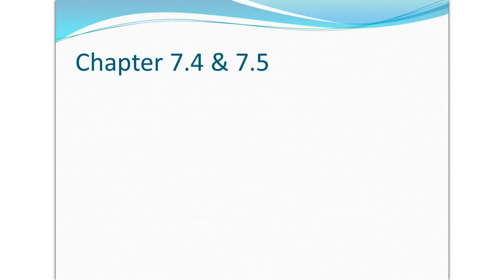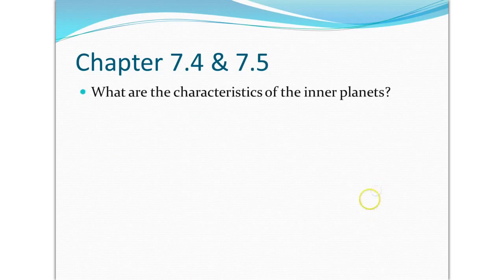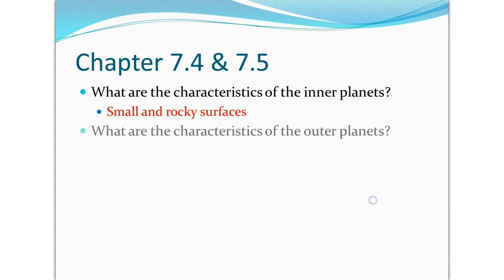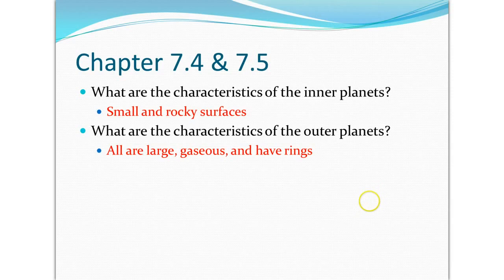Chapters 7.4 and 7.5, so sections 4 and 5. What are the characteristics of the inner planets? Small and rocky surfaces. What are the characteristics of the outer planets? They're going to be much larger, going to be gaseous, primarily hydrogen and helium, and they all have rings.